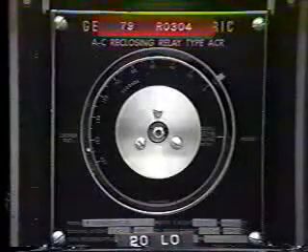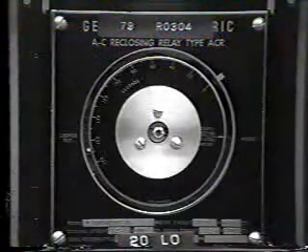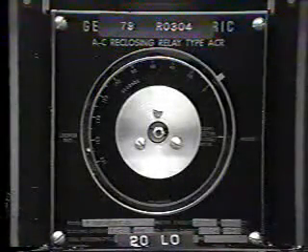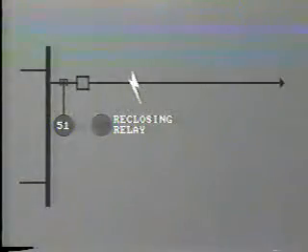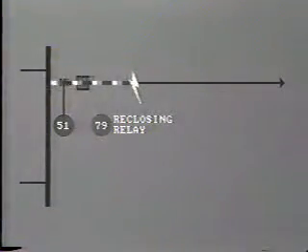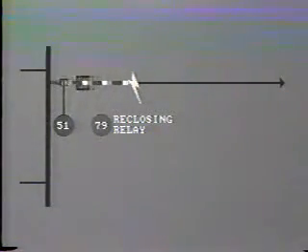Another type of relay which is extremely familiar to system operators is the reclosing relay. This relay will cause a tripped breaker to reclose after a short time interval, say 30 seconds. But why would we want this to happen? Surely we wish to clear and isolate a fault.